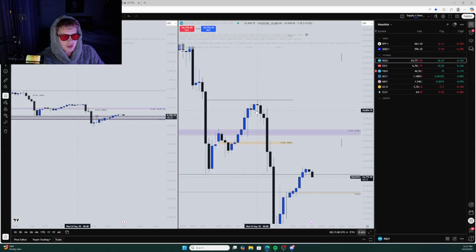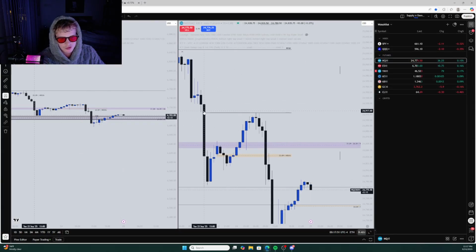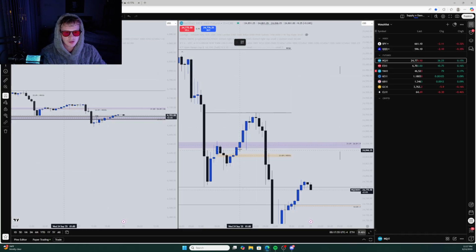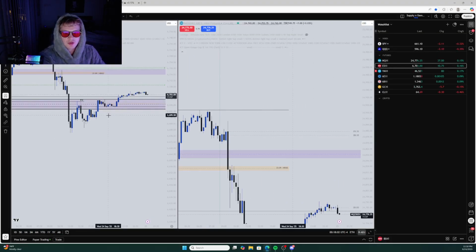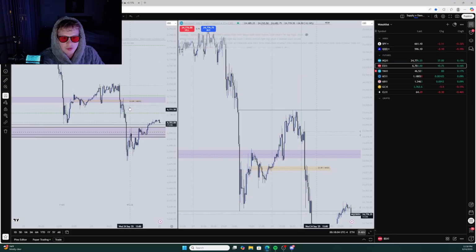Here, we're still respecting this hourly, pretty much displacing. We have relative equal lows right here. This is the London low right here as well. And yeah, we can go over this. Let's just clear this up a little bit.